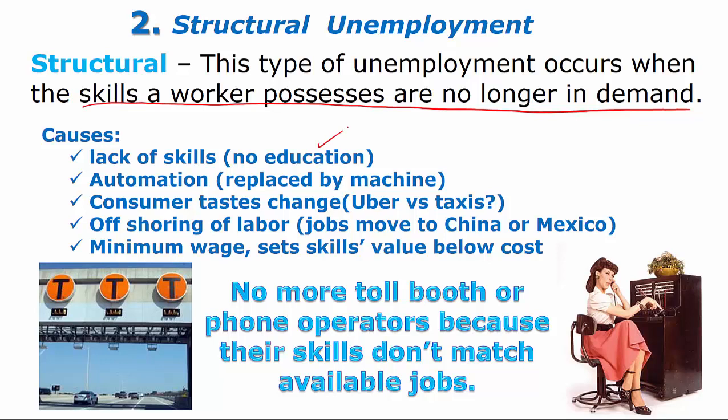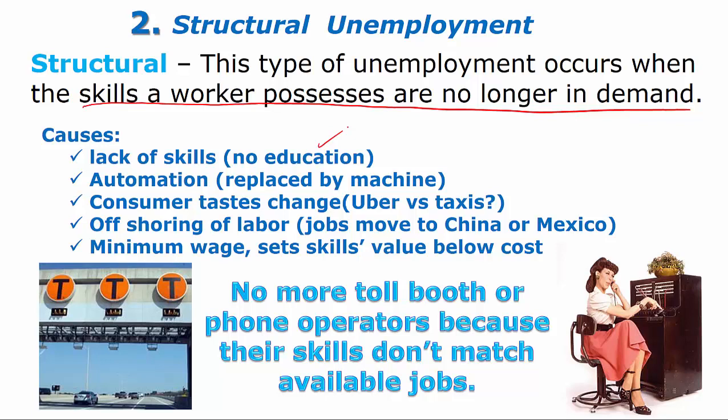Okay, the automation we already talked about. Consumer taste change, an example of this is how consumers today are riding on Ubers more than they are taxis. So that could impact employment in the taxi cab industry. You also do have offshoring of labor. So when we move jobs to China or Mexico, that means that the skills Americans have in those fields are no longer in demand in the United States.